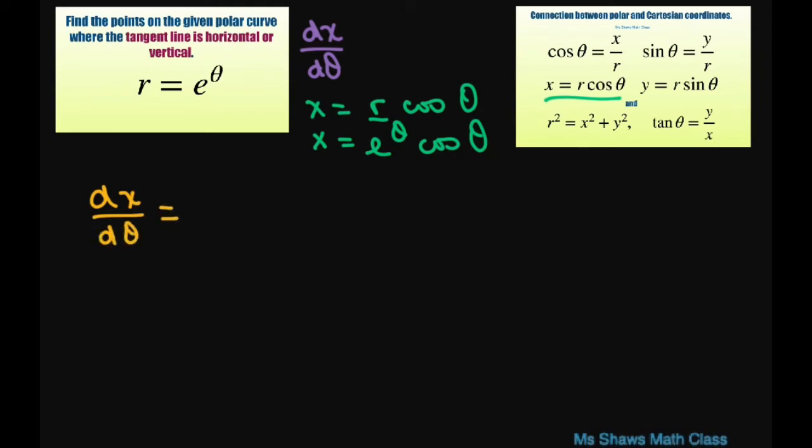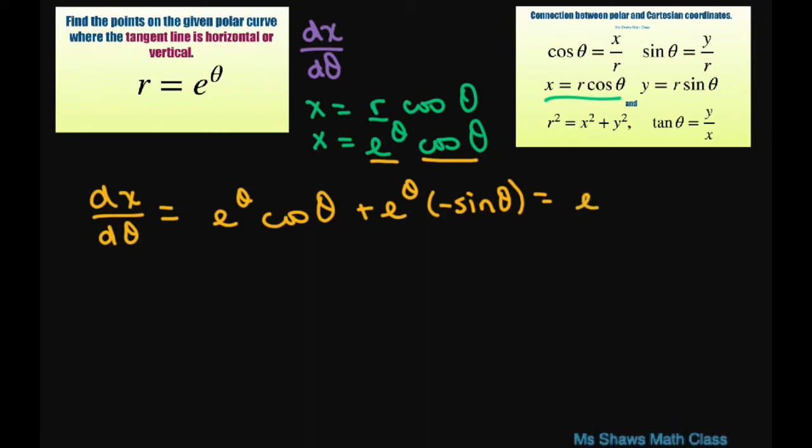This is going to give you e to the power of theta, that's the derivative, times cosine of theta, plus copy down e to the theta times the derivative of cosine of theta, which is negative sine of theta. So I can rewrite this as e to the power of theta times cosine of theta minus sine of theta, and set this equal to 0.